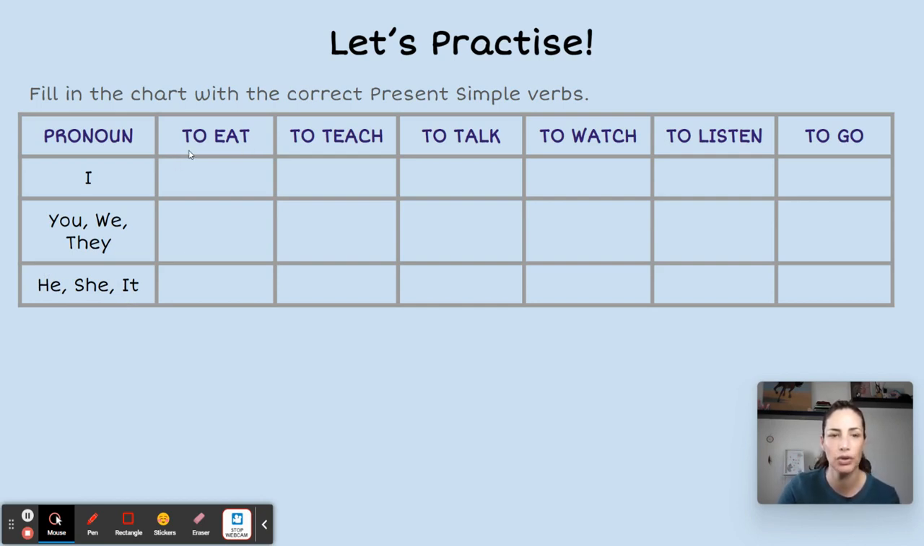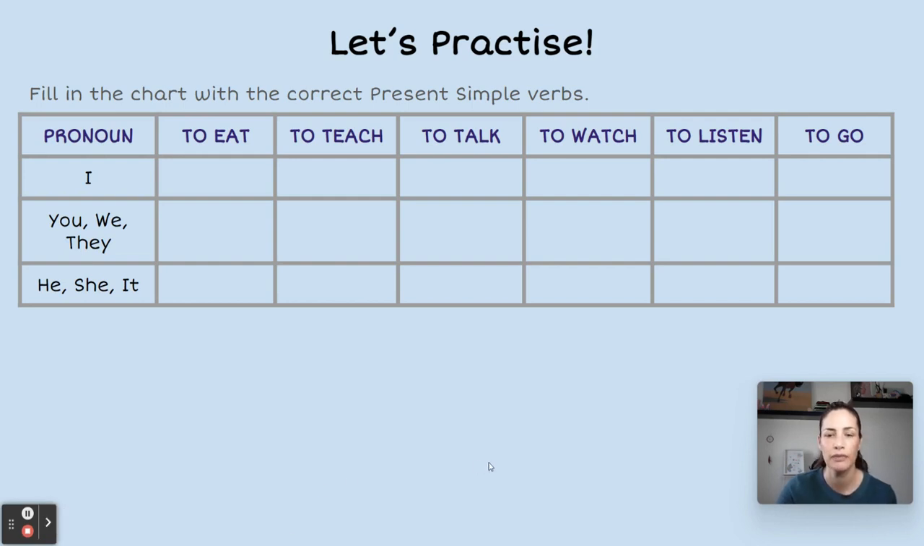To eat. To teach. To talk. To watch. To listen. To go. Now let's read them quickly. To eat, to teach, to talk, to watch, to listen, to go. Let's fill in this chart. Okay, that's our first activity, our first exercise.